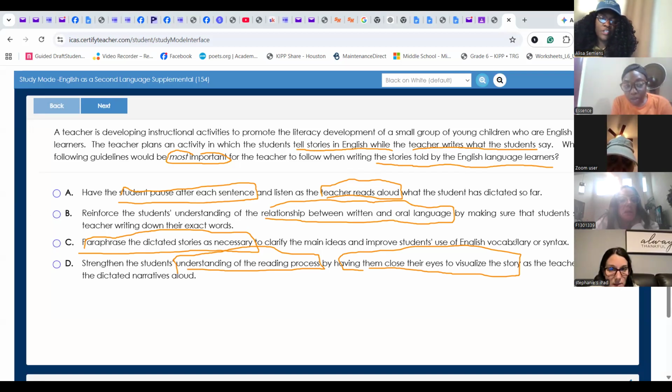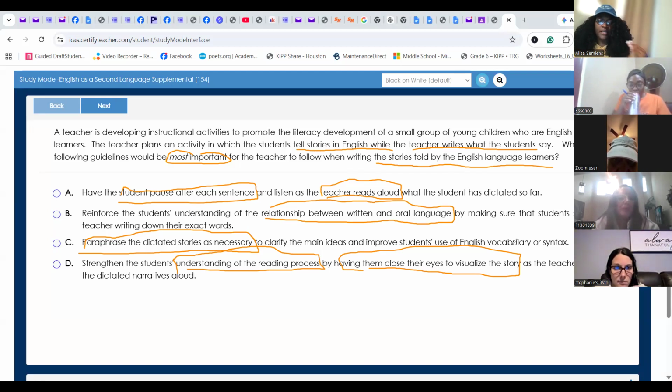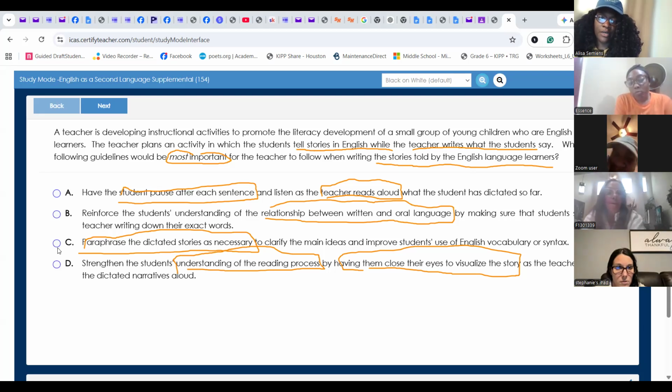All right, so if you said B, you're absolutely correct, right? So once again, this is a prime example of the competency that we read and the question that mirrors the competency of showing how written and what is spoken and what is read and what you listen to, how it all works together, right? So it would be B, reinforce the student's understanding of the relationship between written and oral language by making sure the students see the teacher write down their exact words, okay?